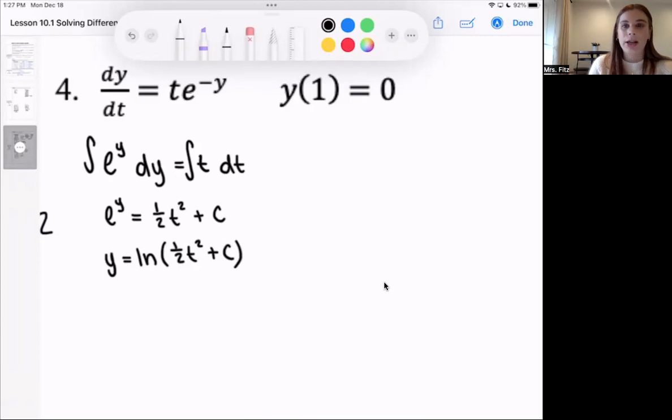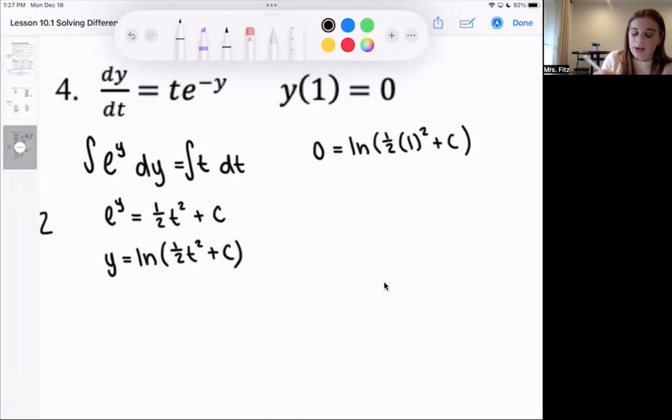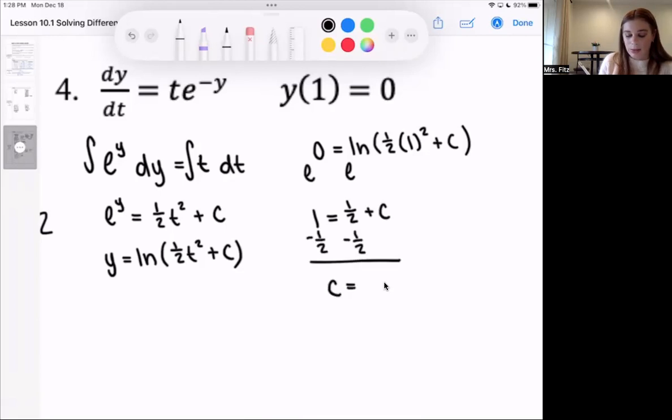And so from here, we can go ahead and plug in our initial condition to solve for c. So I'm going to plug in 0 for y, 1 for t. So we have 0 is equal to natural log of 1/2 times 1 squared plus c. Okay, so you can actually go ahead and raise both sides to the power of e. E to the 0 is just 1, is equal to 1/2 times 1 squared, which is just a half, plus c. Subtract 1/2, and we end up with c is equal to 1/2. So subbing that in, our final answer is y equals the natural log of 1/2 t squared plus 1/2.